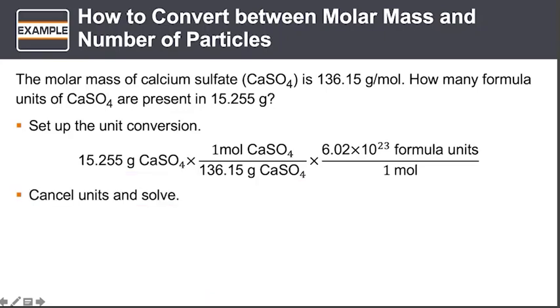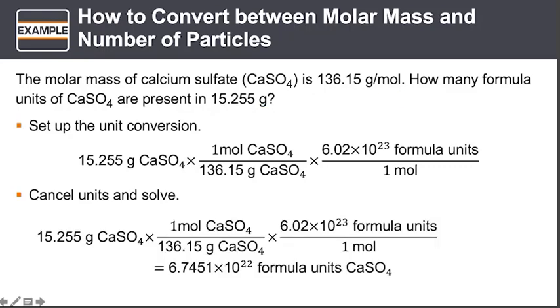Then, cancel the like units and solve, remembering to use the correct number of significant figures. In this case, the given 15.255 has 5 significant figures, so the final answer should as well. Remember, molar mass is a constant value and doesn't impact the number of significant figures. So, grams cancel, moles cancel, and when we multiply the figures, we get 6.7451 times 10 to the 22nd formula units of calcium sulfate.